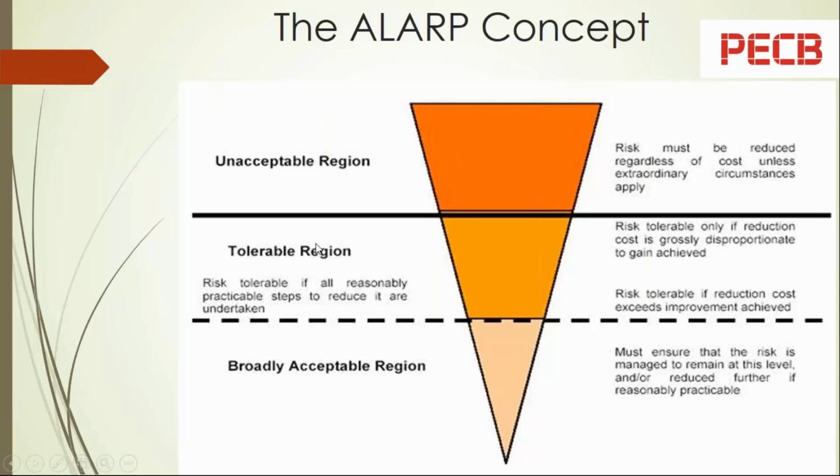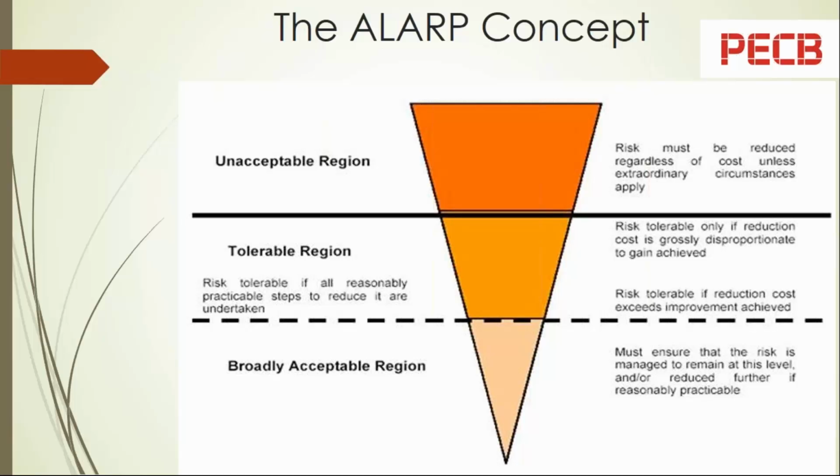Below that, in between the bold line and the line below the jagged line, is a tolerable region. Risk is tolerable if all reasonably practicable steps to reduce it are undertaken. So this is an area of tolerability. And we have two comments here. Risk tolerable only if reduction cost is grossly disproportionate to gain achieved. The other comment, risk tolerable if reduction cost exceeds improvement achieved.